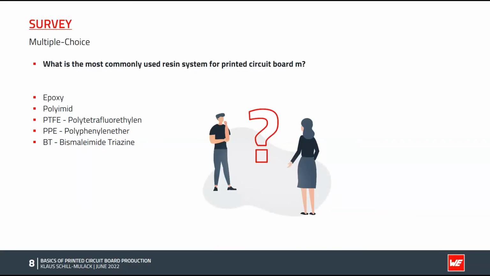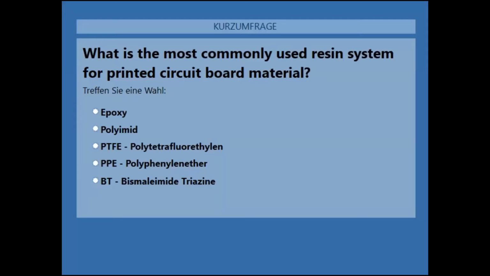So now we would like to make a survey with you. It's a multiple choice survey. The question is, what is the most commonly used resin system for printed circuit boards? Is it epoxy, polyimide, PTFE, which is polytetrafluoroethylene? Is it PPE, polyphenylene ether, or is it BT, bismaleimide triazine resin? Please make a choice.